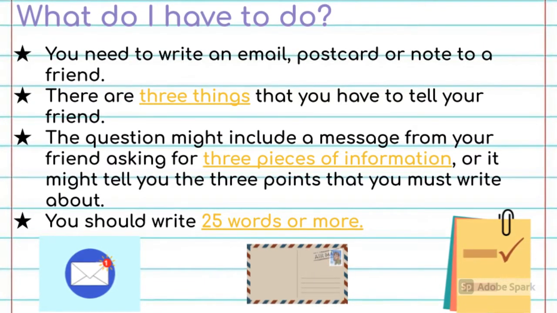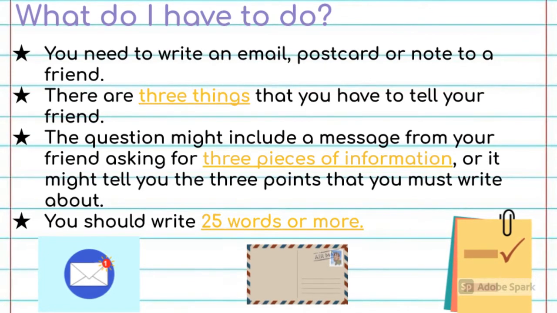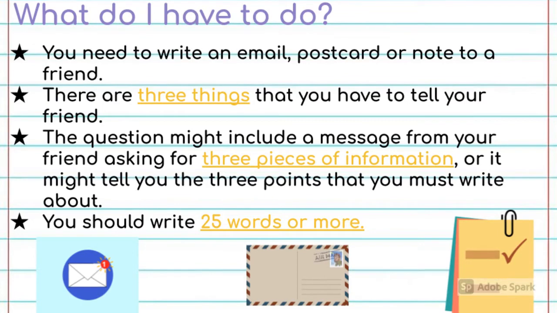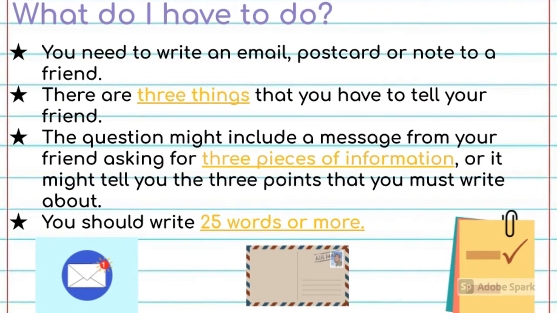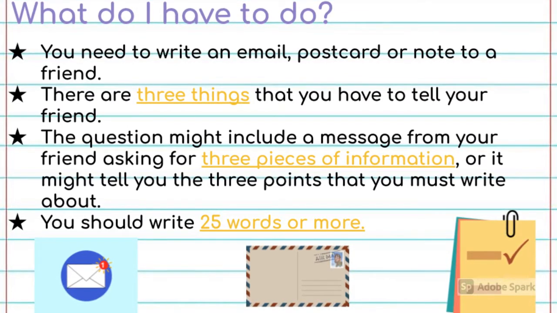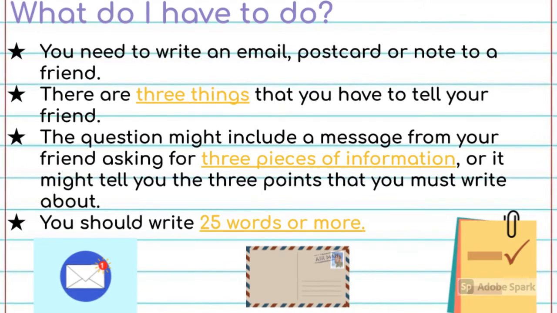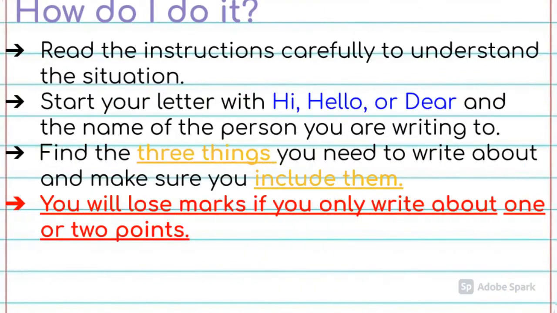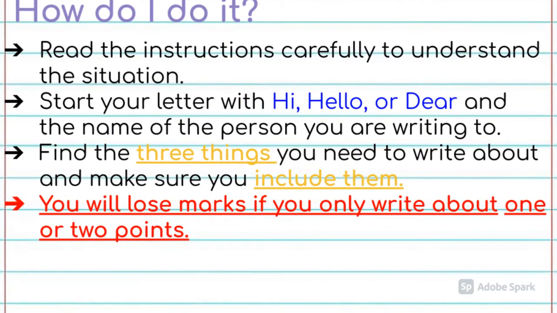There are 3 things that you have to tell your friend. The question might include a message from your friend asking for 3 pieces of information. Or it might tell you the 3 points that you must write about. You should write 25 words or more. How do I do it?